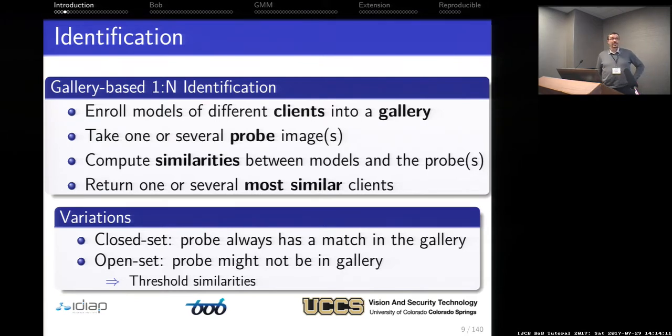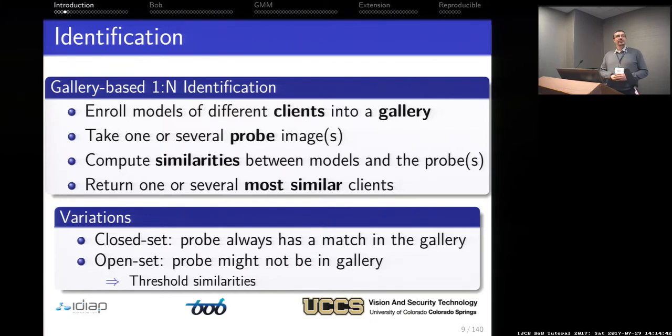Then we have the identification, which is a little bit different, because you have several images or several models of different so-called clients, subjects, in a gallery. When you have the probe image, you have to compute the similarity between all the models in your gallery and the probe. And you have to return one or several of the most similar clients, usually to a human operator, who will then check if it's one of these.